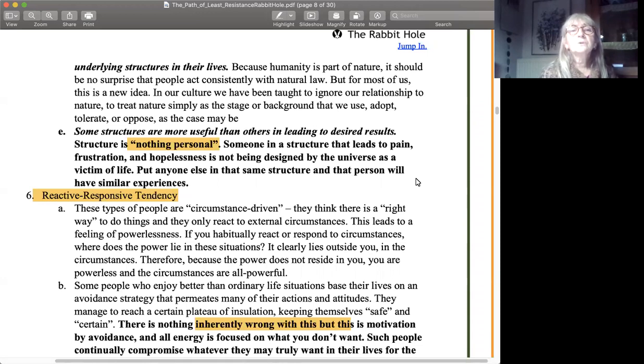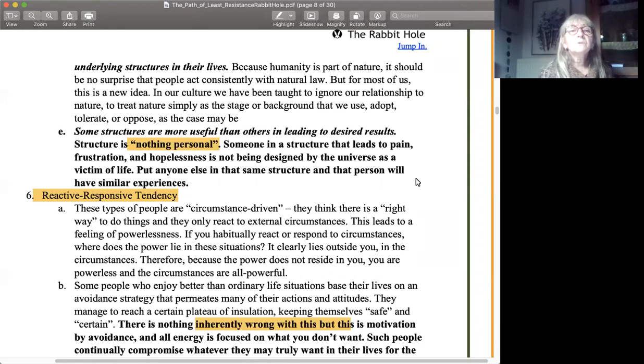In our culture, we have been taught to ignore our relationship to nature, to treat nature simply as the stage or background that we use, adopt, tolerate, or oppose, as the case may be.